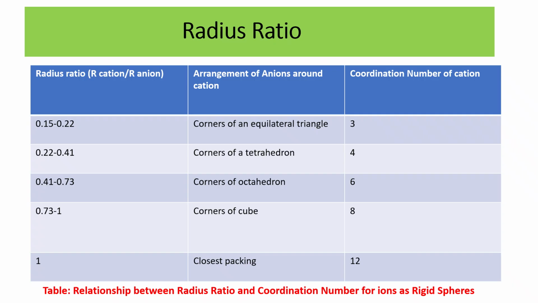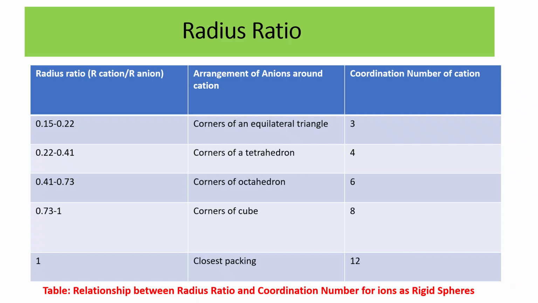If the radius ratio is 0.15 to 0.22, then the arrangement of anions around the cation will be at the corners of an equilateral triangle, and the coordination number of the cation is 3. If the radius ratio is 0.22 to 0.41, the anions are at the corners of a tetrahedron, and the coordination number is 4. And if the radius ratio is 0.41 to 0.73, the anions are at the corners of an octahedron, and the coordination number is 6.